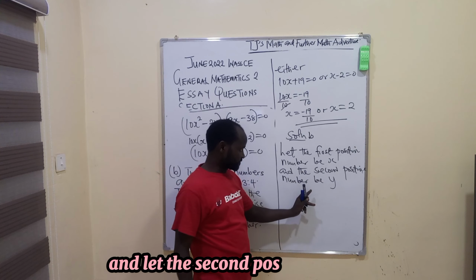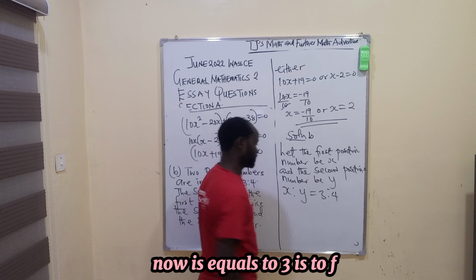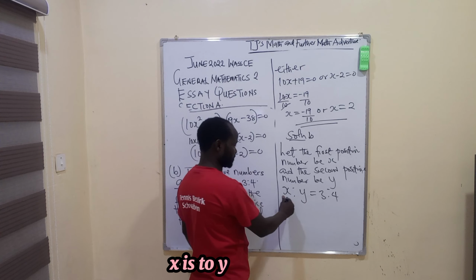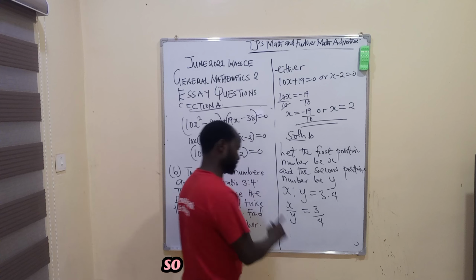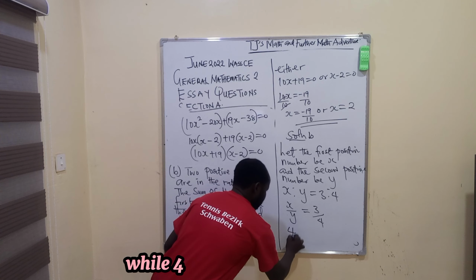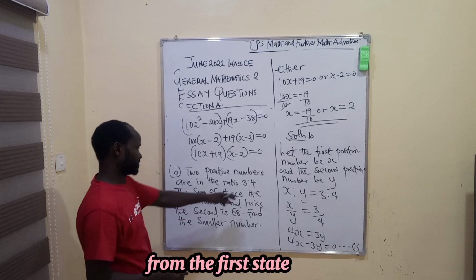That's the first statement. The two positive numbers are in the ratio 3:4, meaning x is to y is equal to 3:4. X is to y means x over y, which is equal to 3 over 4. So we can cross multiply. We have 4x equals 3y. So clearly here we can say 4x minus 3y will be equal to 0. We can call this equation 1 from the first statement.